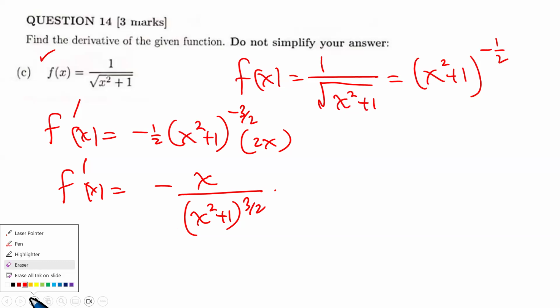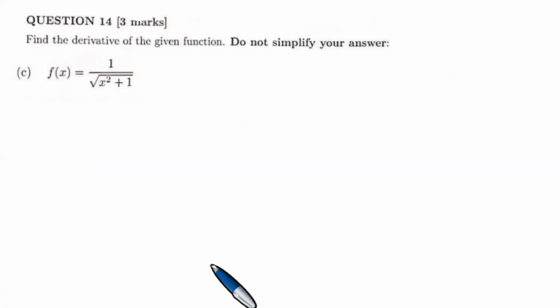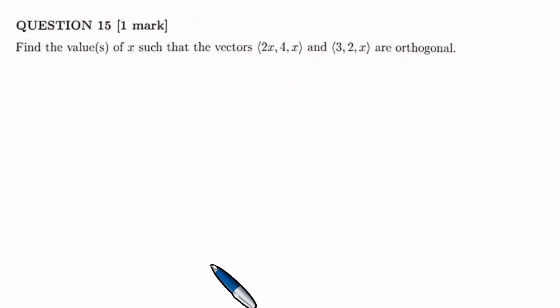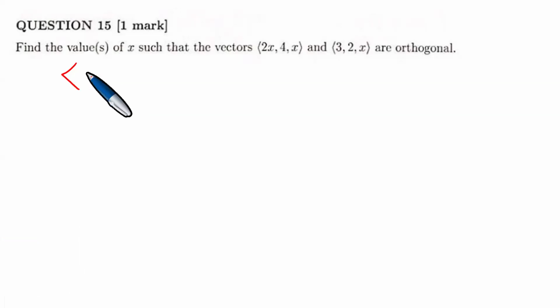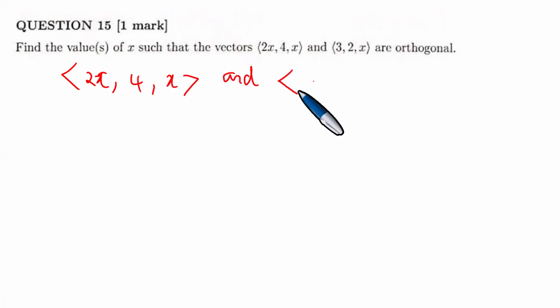So we continue. Okay, next point. Find the values of x such that the vectors are orthogonal. We've been given a set of 2 vectors, namely 2x, 4 with x, together with 3, 2, and x.